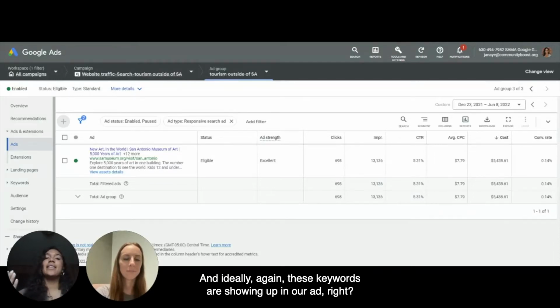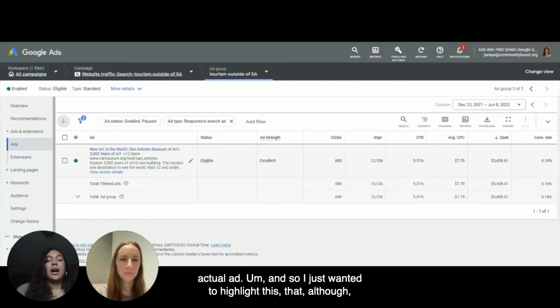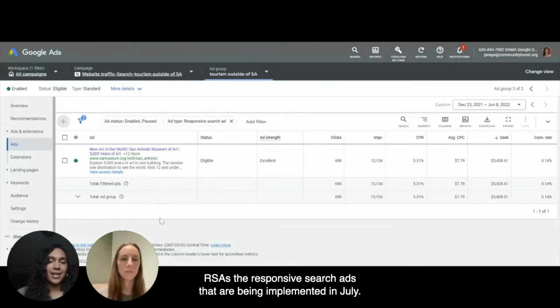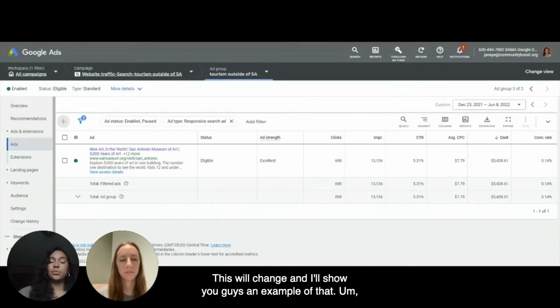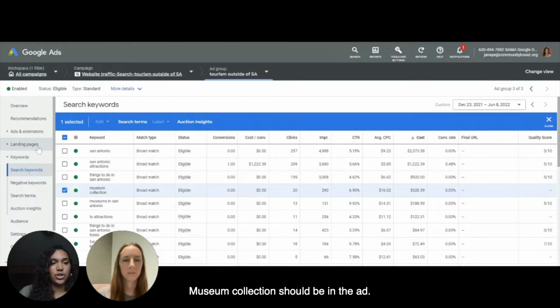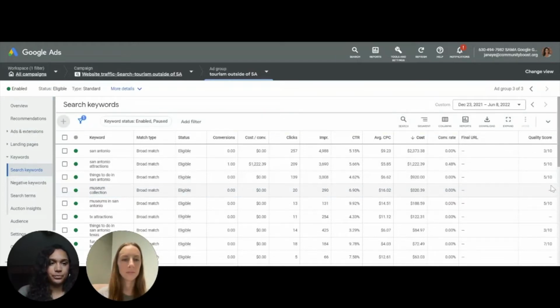And ideally, again, these keywords are showing up in our ad, right? We want it to be relevant, and that will help with the quality score of your actual ad. I just wanted to highlight this, that although it's great copy, we definitely want more variants. Again, RSAs, the responsive search ads that are being implemented in July, this will change, and I'll show you guys an example of that. This is where the disconnect is from the keywords, right? Museum collection should be in the ad, and that is why the quality score is low and/or nonexistent.